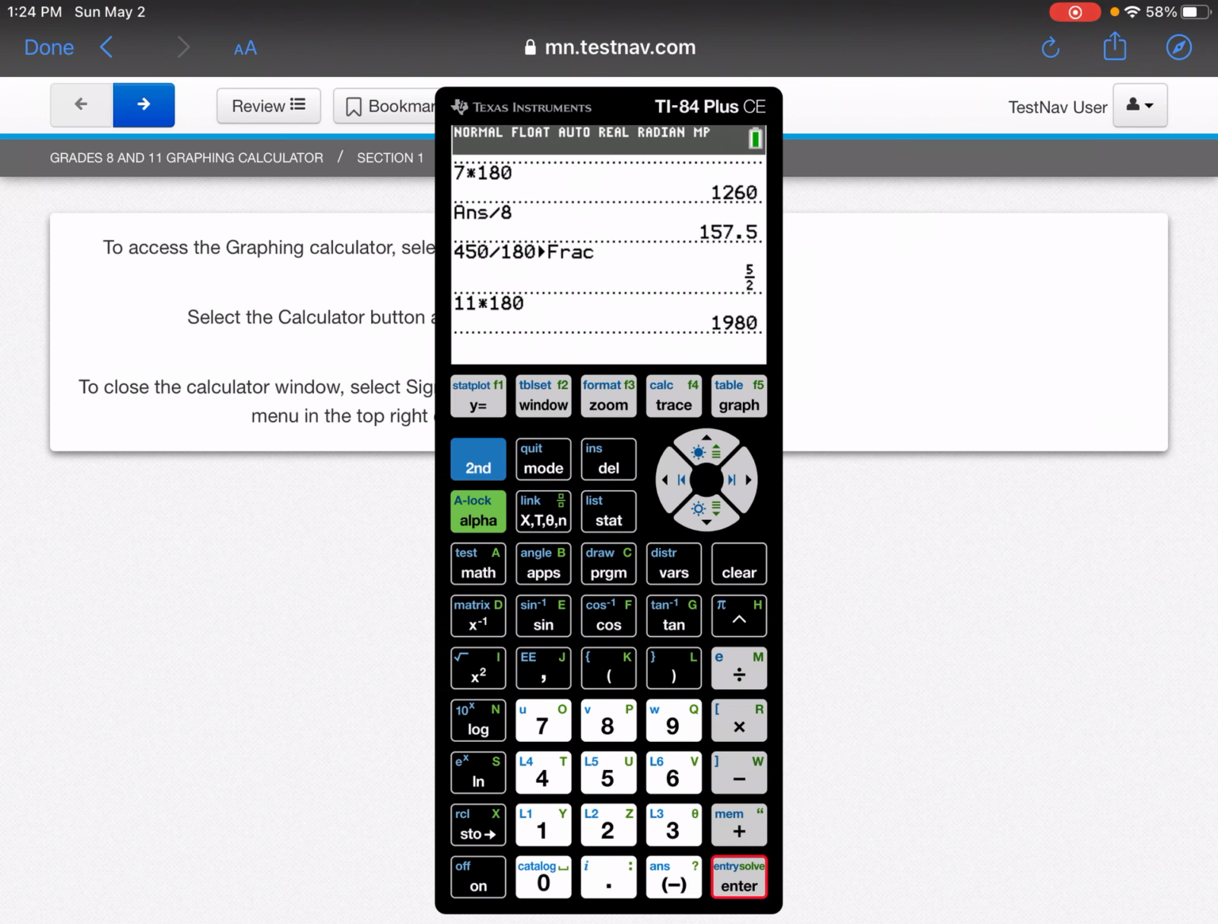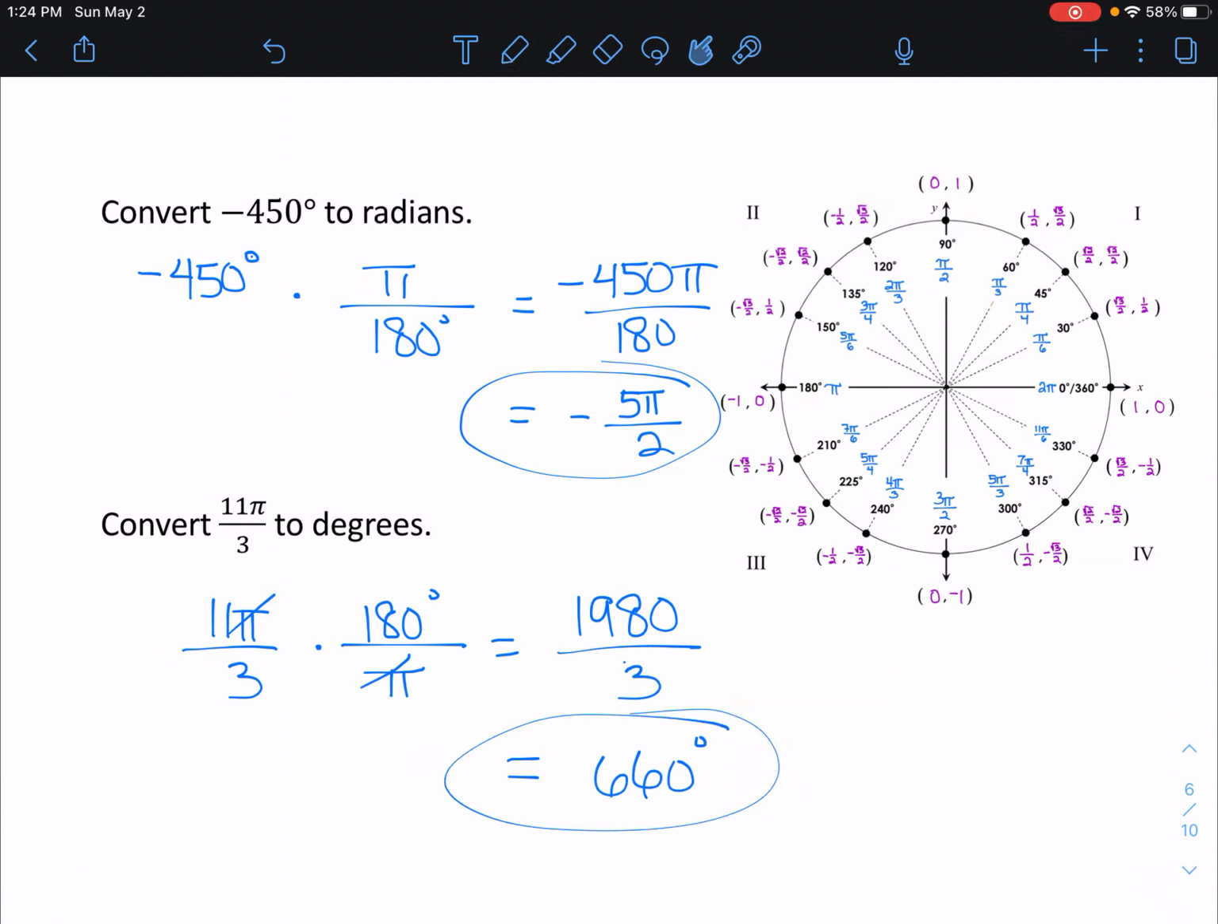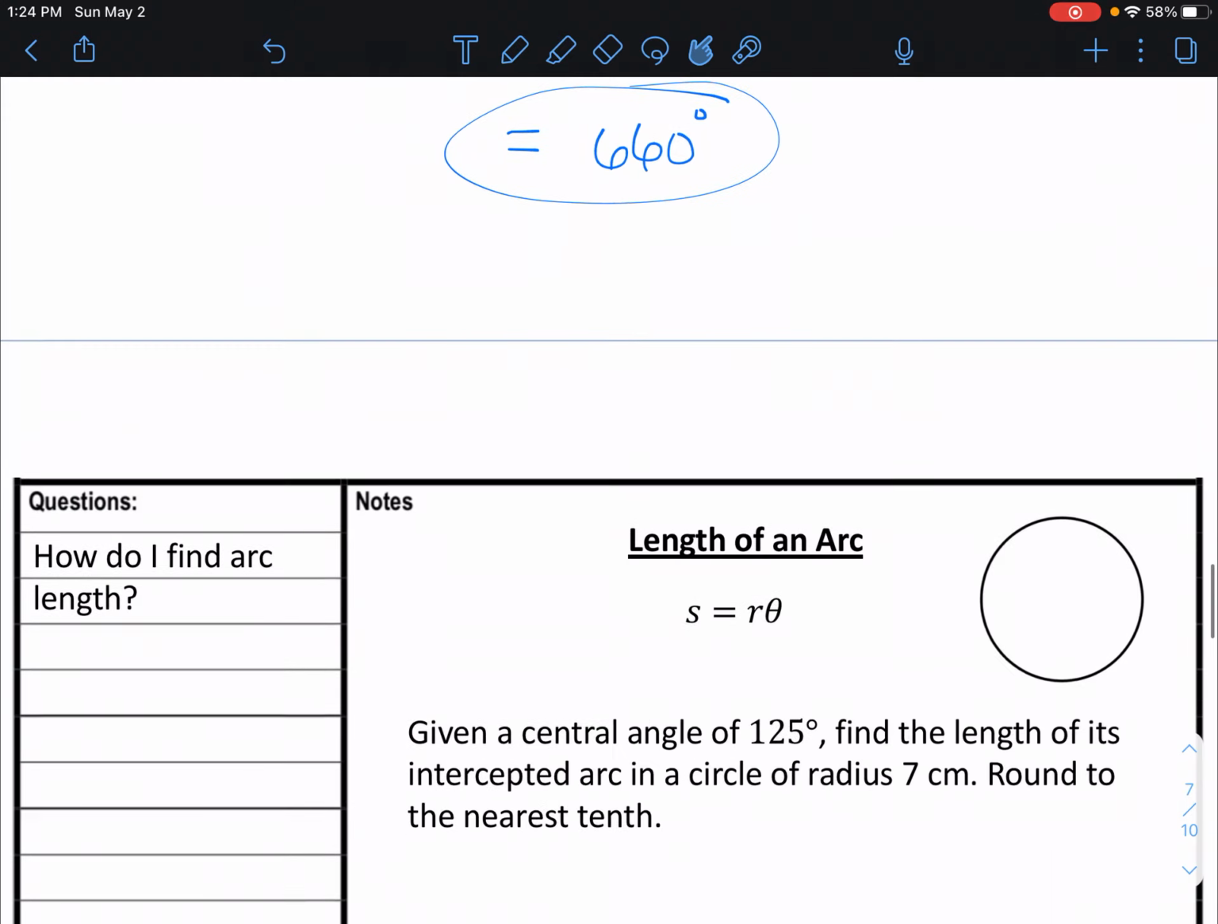Okay, I get 1980. And I'm going to divide that by 3. I get 660. So again, you can just write your answer right away or do this. So that was 660 and then put your degree symbol on there. And that's it. Okay, converting between degrees and radians, you should be fluent at that.